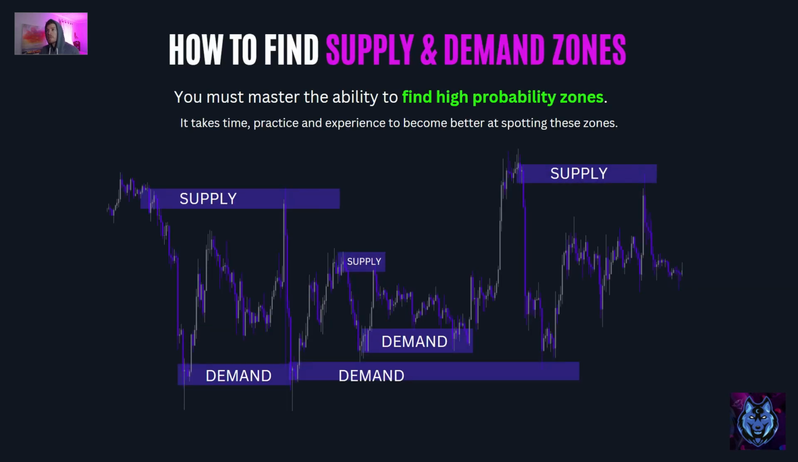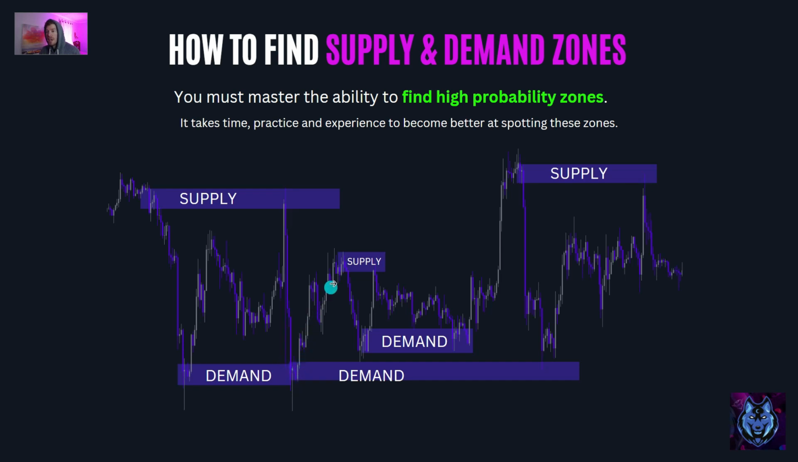How to find supply and demand zones? You must master the ability to find high probability zones, but this will be the difference between your success. Here, for instance, we have this massive drop, leaves behind a supply zone, drops all the way to the bottom. Then we have this massive momentum candle to the upside, leaves behind a demand zone. Price goes up, taps into this supply zone, drops down, taps into this demand zone.